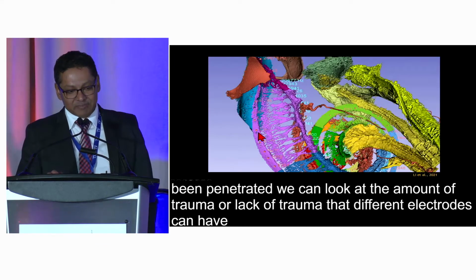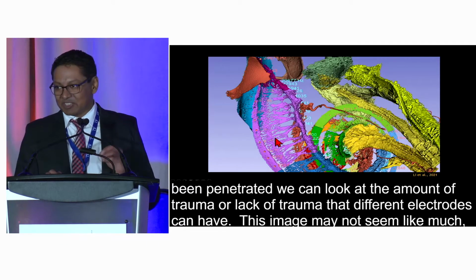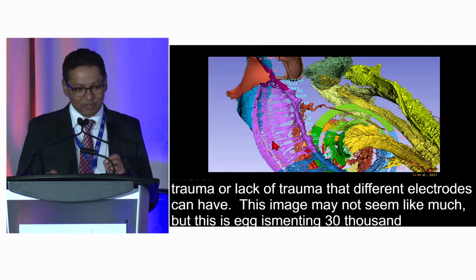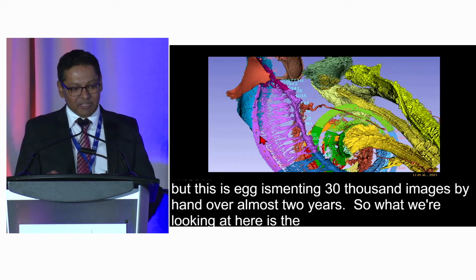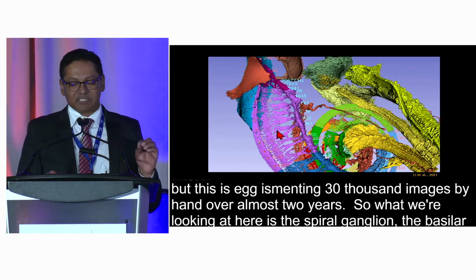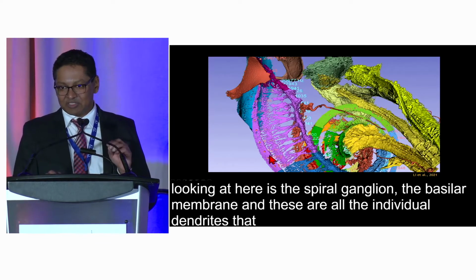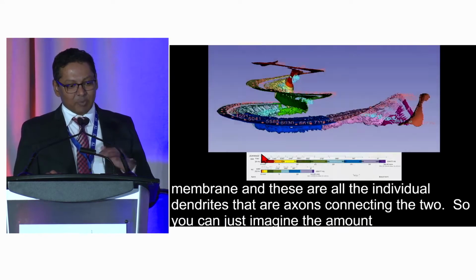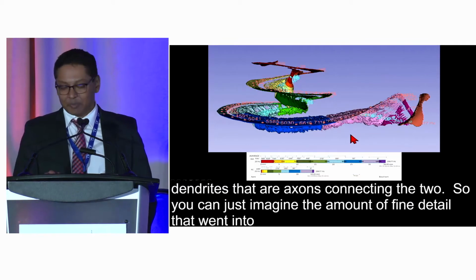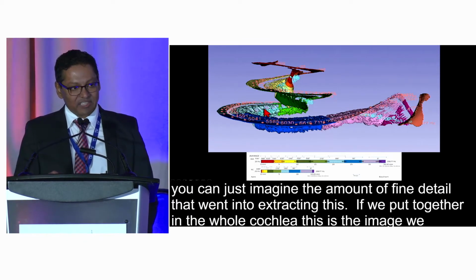Now, this image may not seem like much, but this was segmenting 30,000 images by hand over almost 2 years. So what we're looking at here is the spiral ganglion, the basilar membrane, and these are all the individual dendrites or peripheral axons connecting the two. So you can just imagine the amount of fine detail that went into extracting this. And if we put this together in the whole cochlea, this is the image that we get. So we can actually see the entire basilar membrane, spiral ganglion, and all of the connections.